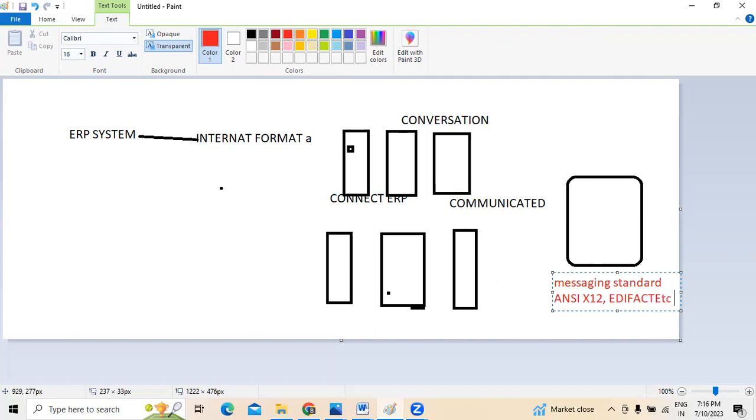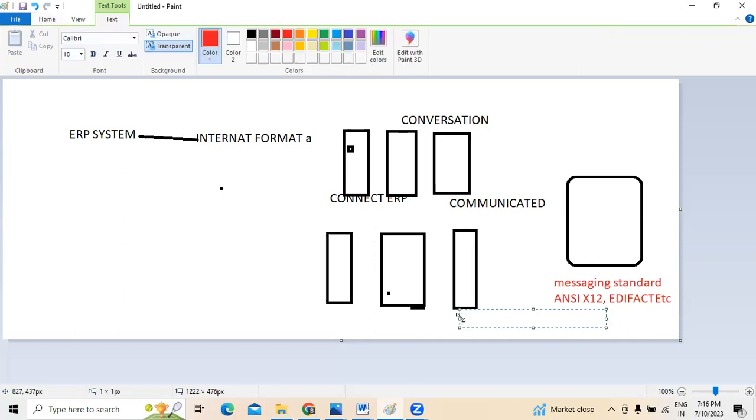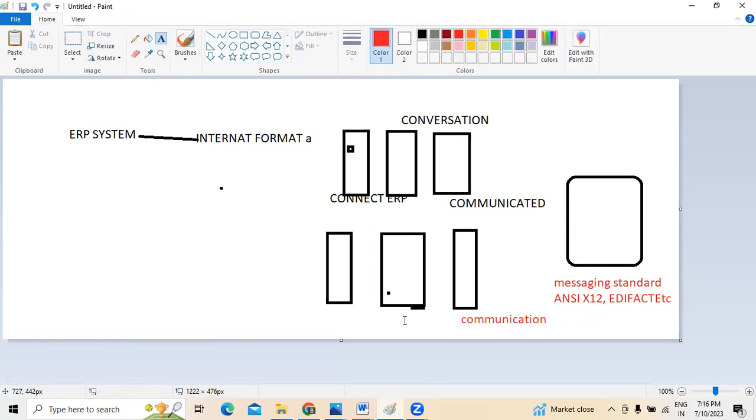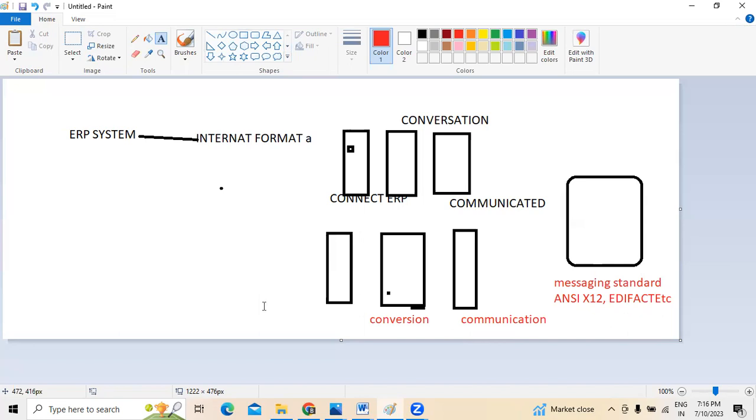Through these messaging standards, this information will be communicated first, because this is where generally we do the communication first, right? So here we have to communicate. This communication will be received over here. So once the communication has been received, whatever information we have communicated has to be converted. That is required. This is where generally the conversion happens here, conversion. Through this conversion and everything, this will be connecting to the ERP system.